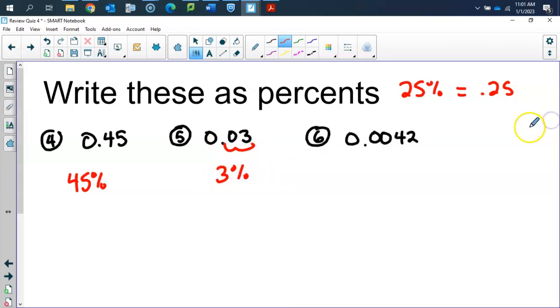And number 6, go. If I move this 2 to the right, it'll be 0.42%.